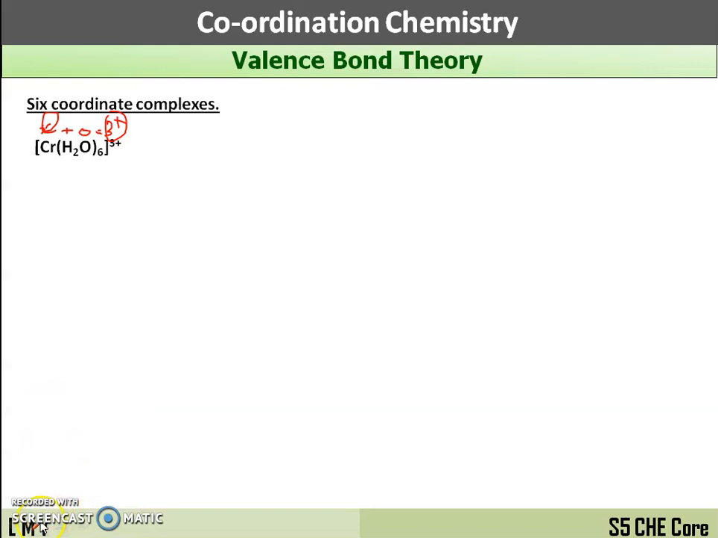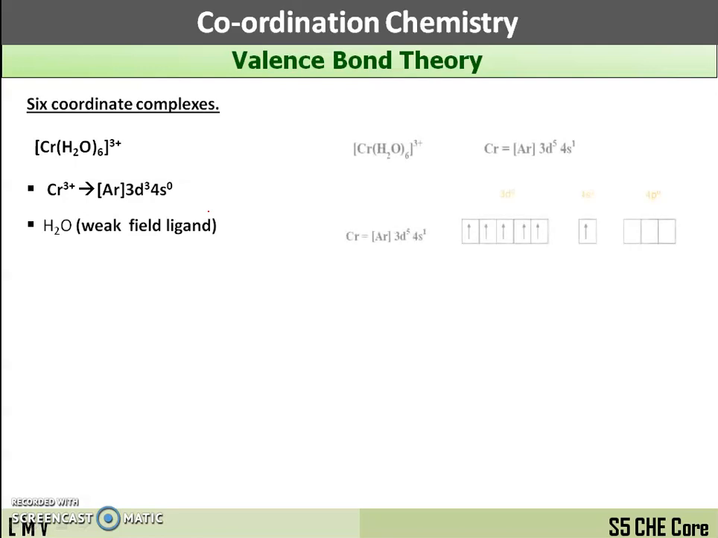Now let's see, what is the electronic configuration of chromium 3+? We know that chromium alone is argon 3d5 4s1. We discussed this in detail in the last class. When it becomes chromium 3+, we have to remove 3 outer electrons, that is 1 from 4s1 and 2 from 3d5.